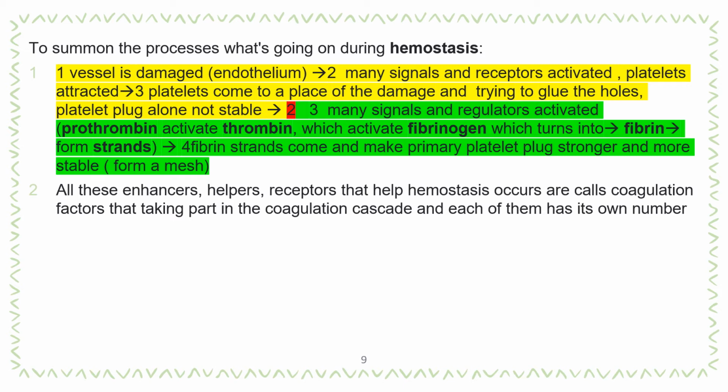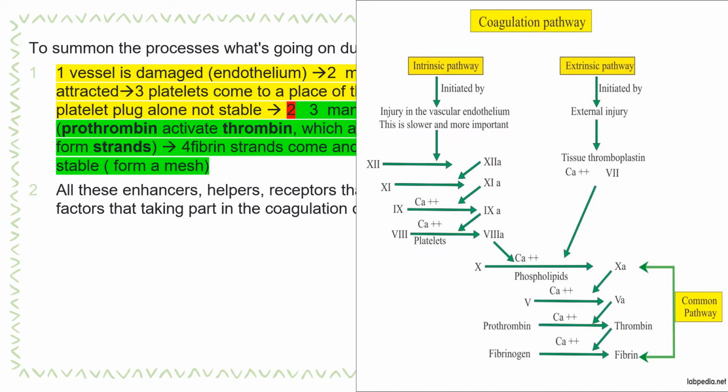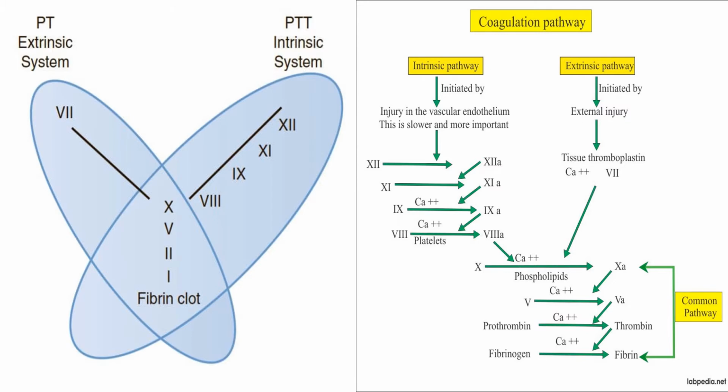All these enhancers, helpers, and receptors that help hemostasis occur are called coagulation factors, taking part in the coagulation cascade, and each of them has its own number. The coagulation pathway can be divided into the intrinsic pathway, which is initiated by injury in the vascular endothelium, and the extrinsic pathway, initiated by external injury. Disorders of secondary hemostasis.